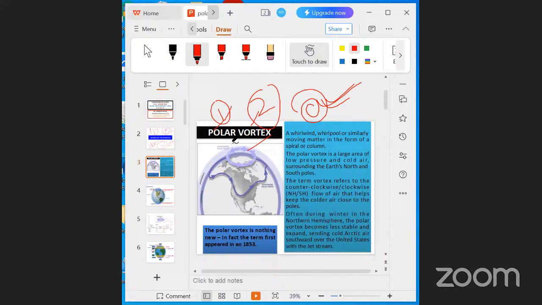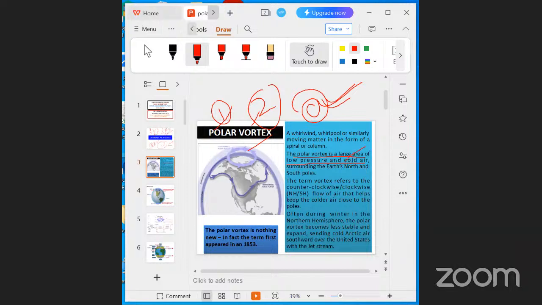The polar vortex is a large area of low pressure and cold air. The first line itself seems very contradictory, because low pressure is associated with warm air, right? So how can this be low pressure and cold air?